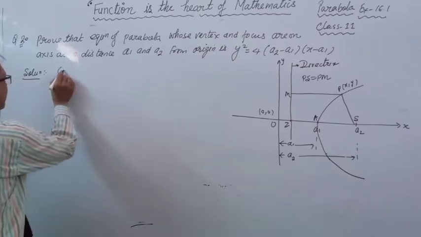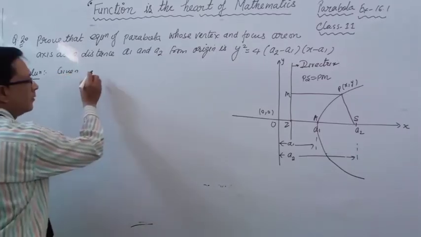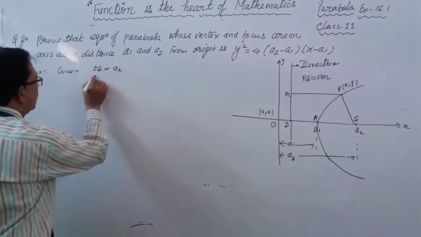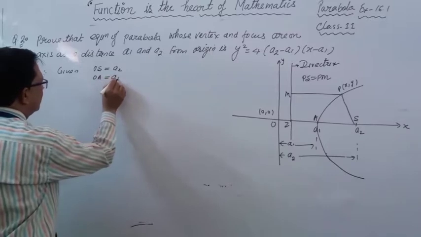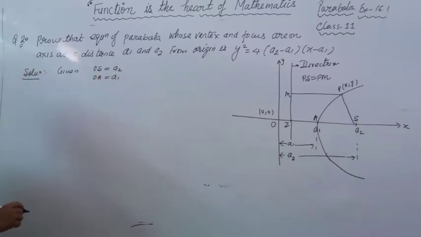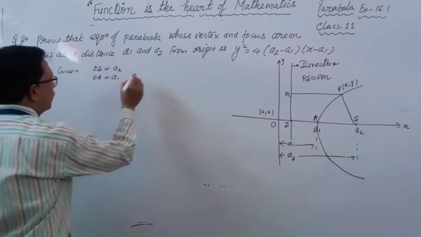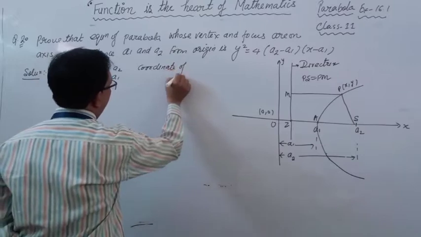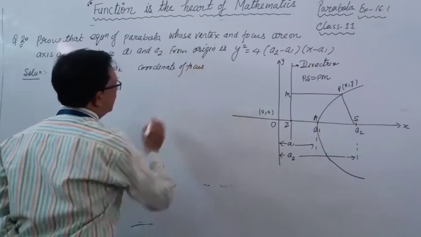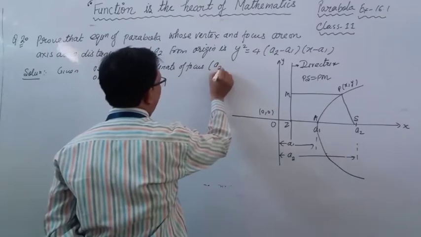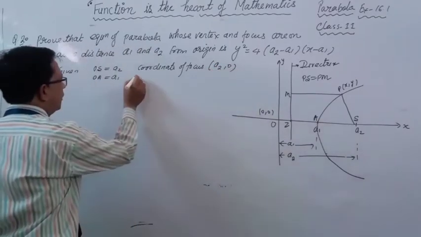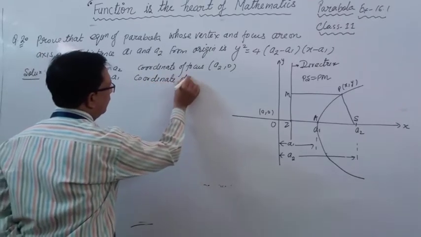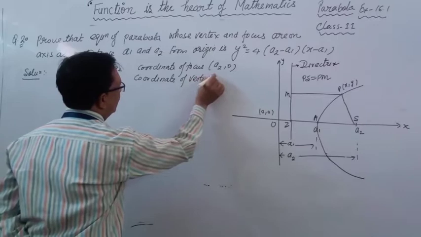Given: OS is equal to a2, OA is equal to a1. This is given. So the coordinate of the focus is a2, and the coordinate of the vertex is a1.